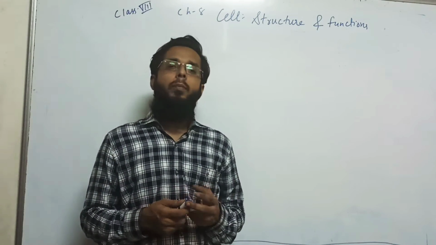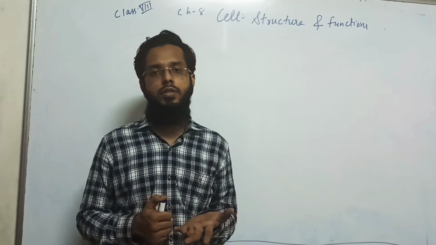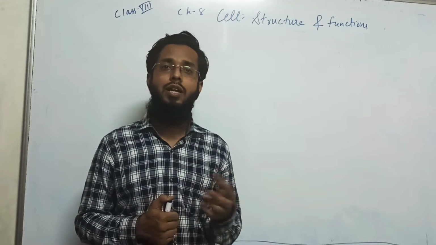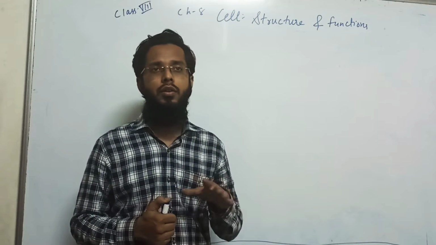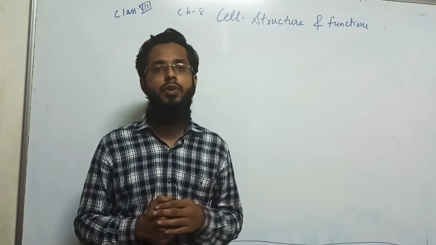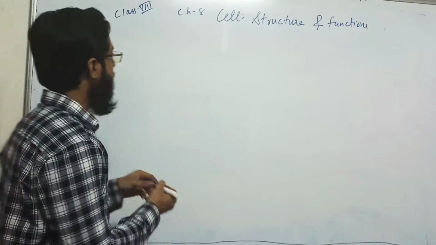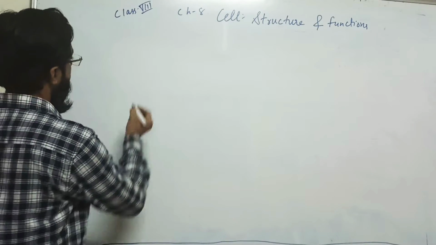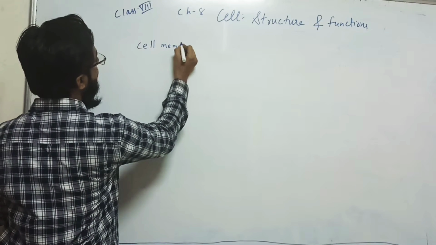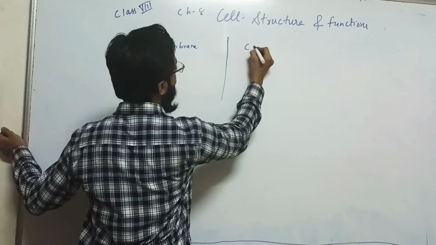So we're going to talk about cell membrane, cell wall, the differences, genes, types of cells, and difference. If possible, then we're going to discuss what difference between plant cell and animal cell, or else in the next lecture. So let's talk about cell membrane, which we already talked about, and cell wall.